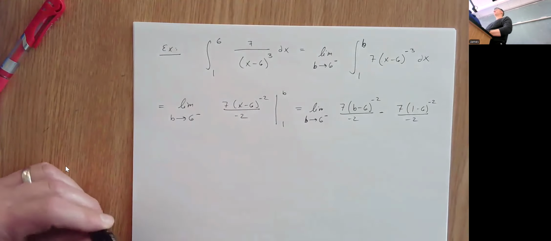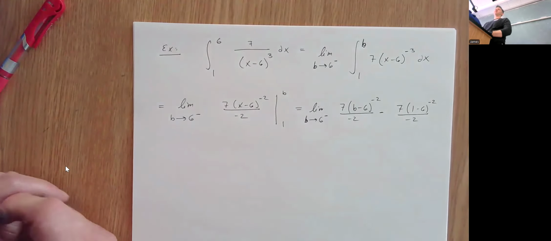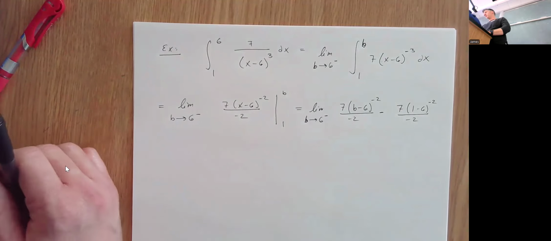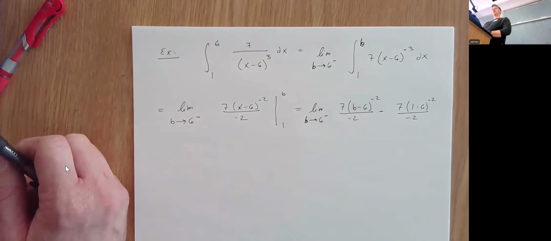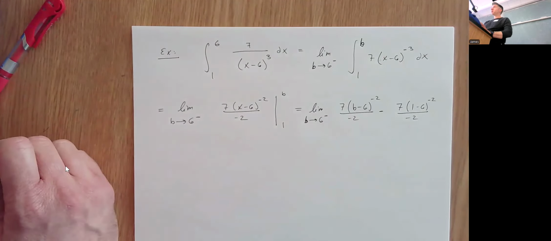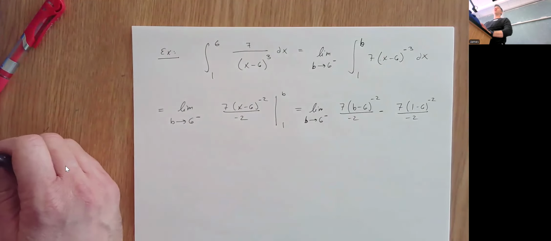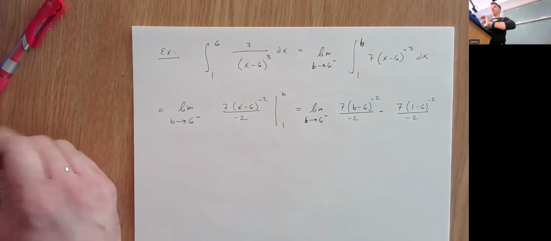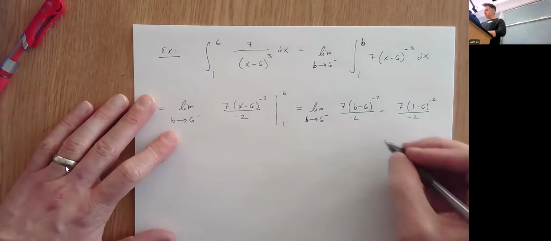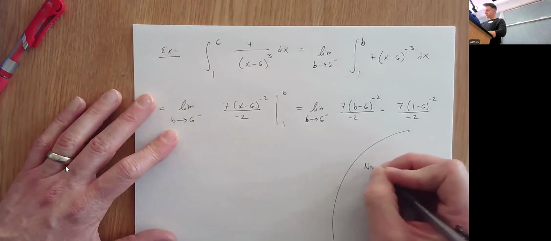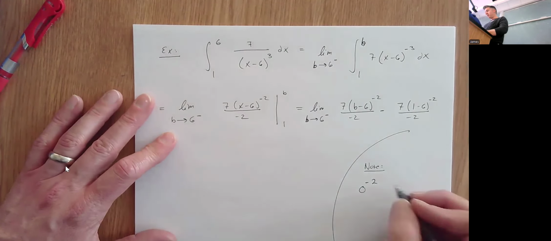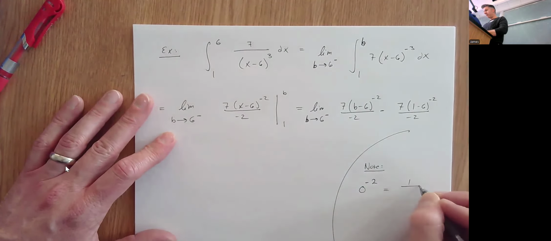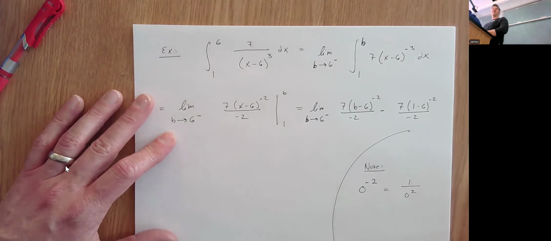And if you're not careful, you might say, okay, well, if I plug in 6, 6 minus 6 is 0, and 0 to some power is 0, and then you get 0 minus whatever that is. That's wrong. 0 to some power isn't always just 0. 0 to a negative power is undefined. So I'll point out here, note, 0 to the negative second power is the same as 1 divided by 0 squared, which is undefined.